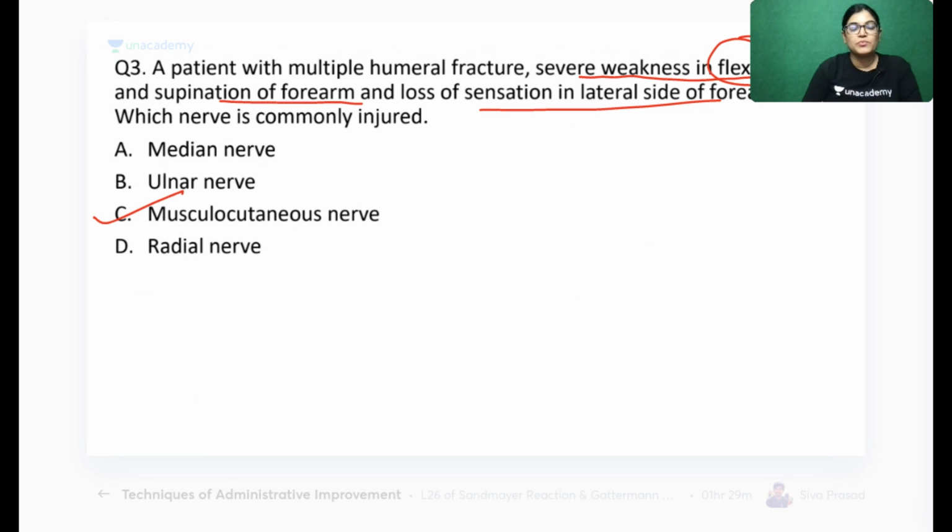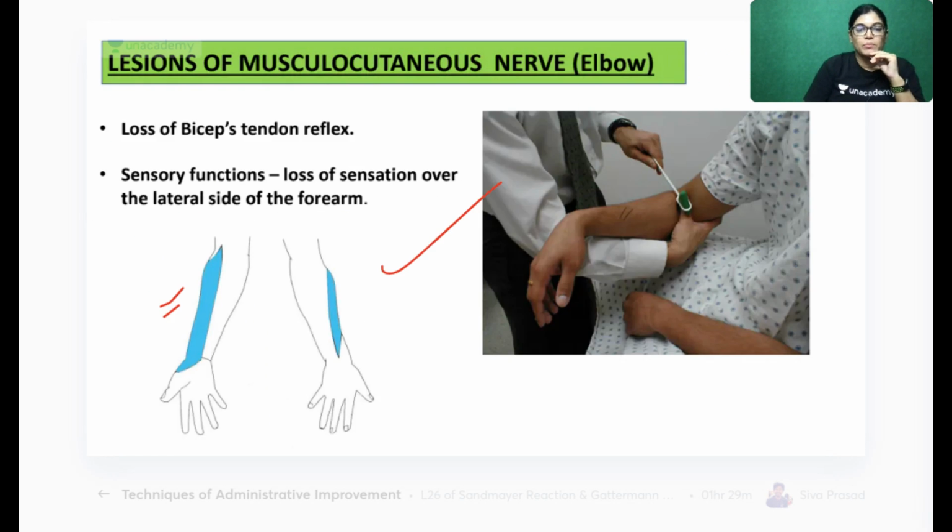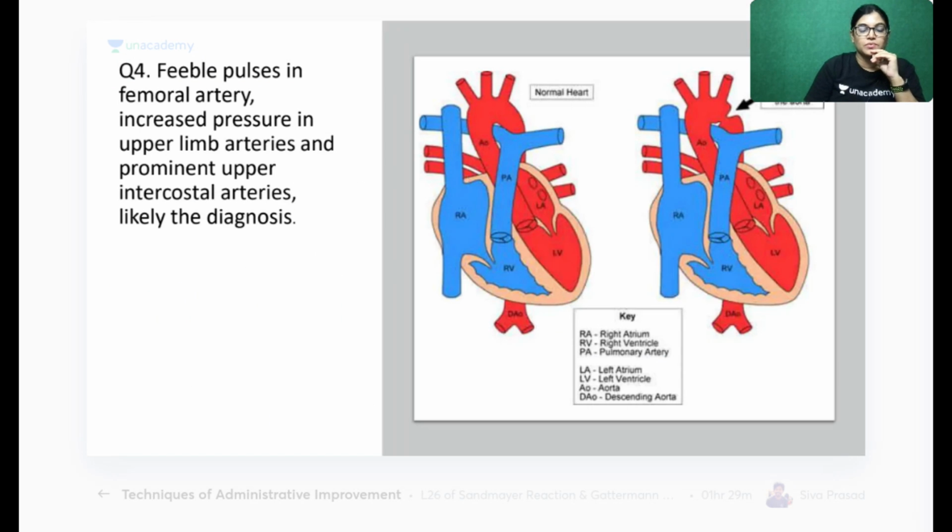So now coming to question number 4. Let's discuss a question from NEET PG 2021. These are all memory based MCQs of the exam. One of the questions was framed like this: very feeble pulses were present in the femoral artery, and there was increased pressure in the upper limb arteries and very feeble pressure in the femoral arteries. Prominent intercostal arteries were also seen.